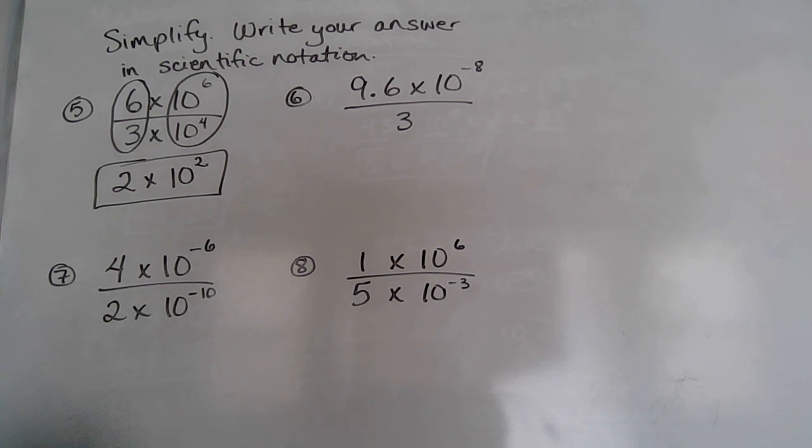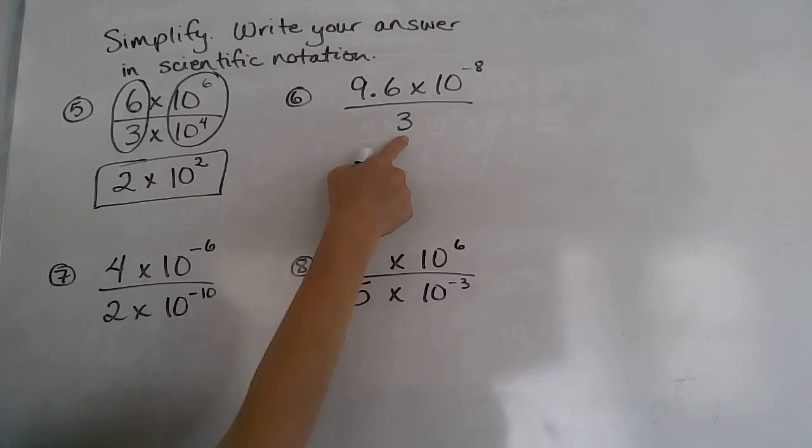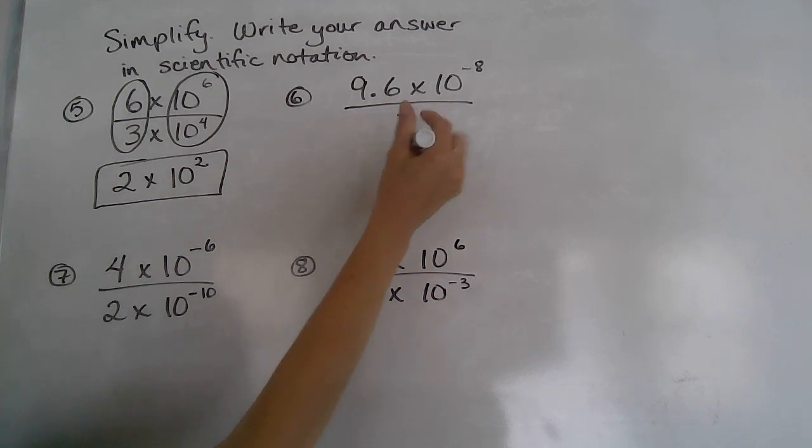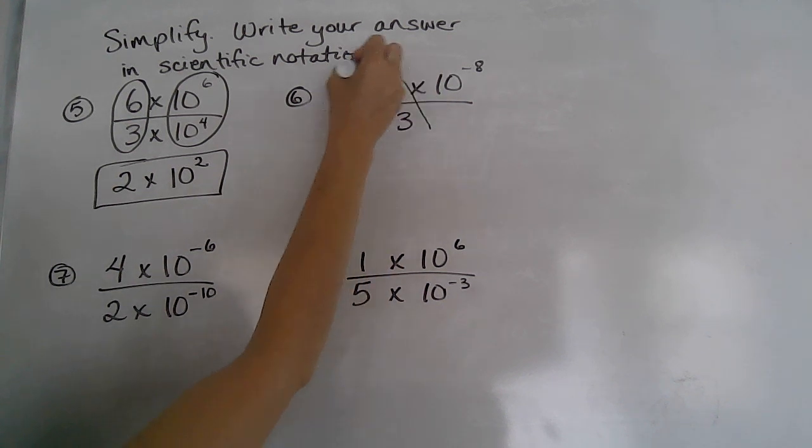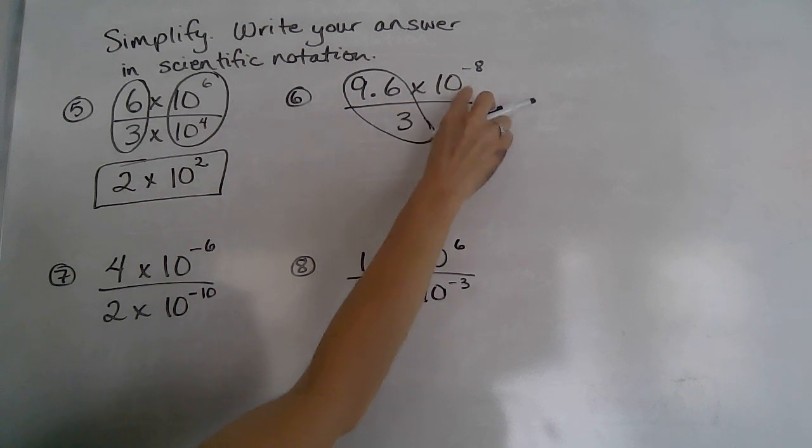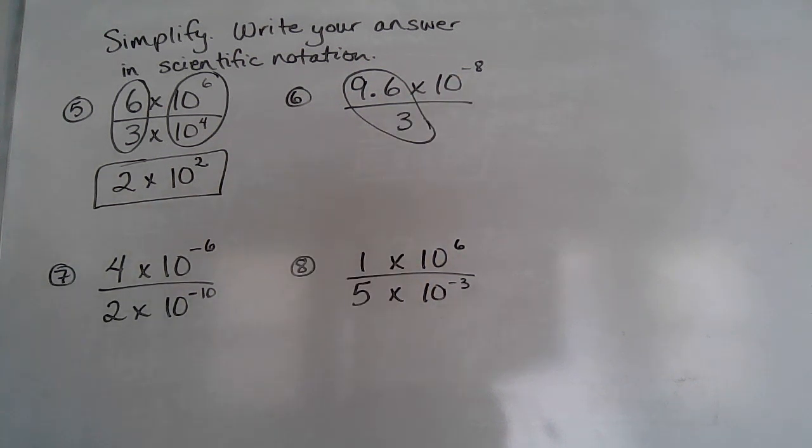Number 6, we don't have a number in scientific notation in our denominator. We just have a regular number. So that's what gets matched up with the regular number in the numerator. And this 10 to the -8 just kind of tags along. We might have to adjust things to get it into scientific notation, but for now, it's just going to tag along.